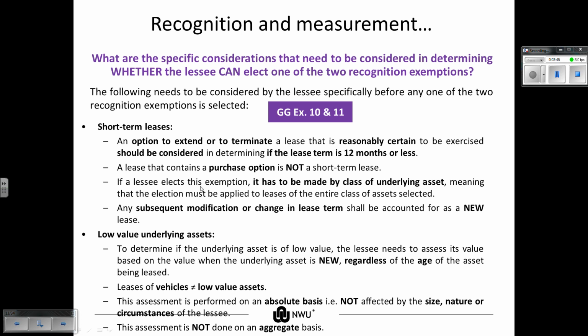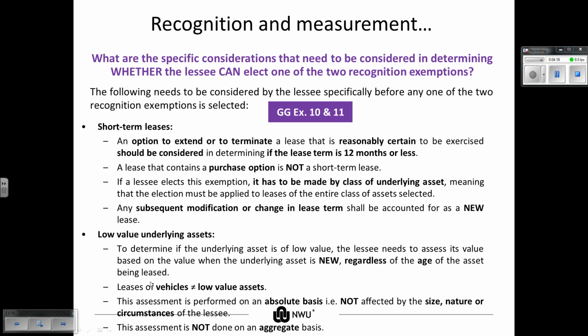If a lessee elects this exemption, it has to be made by a class of underlying assets. For example, if they selected this exemption for a delivery vehicle, then it will be for all the delivery vehicles where they have a lease agreement with. Any subsequent modification or change in a lease term shall be accounted for as a new lease. However, modifications is not included in the third year syllabus.